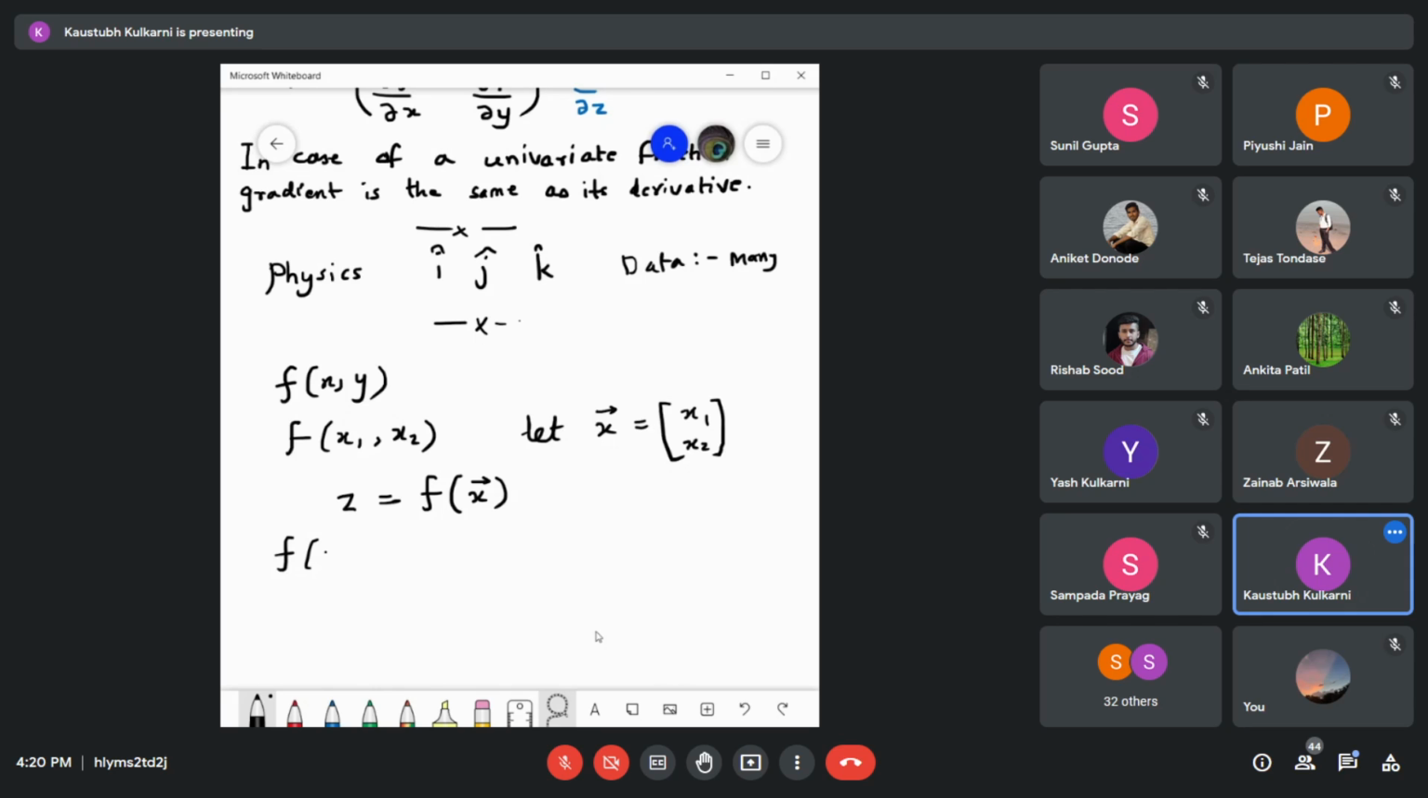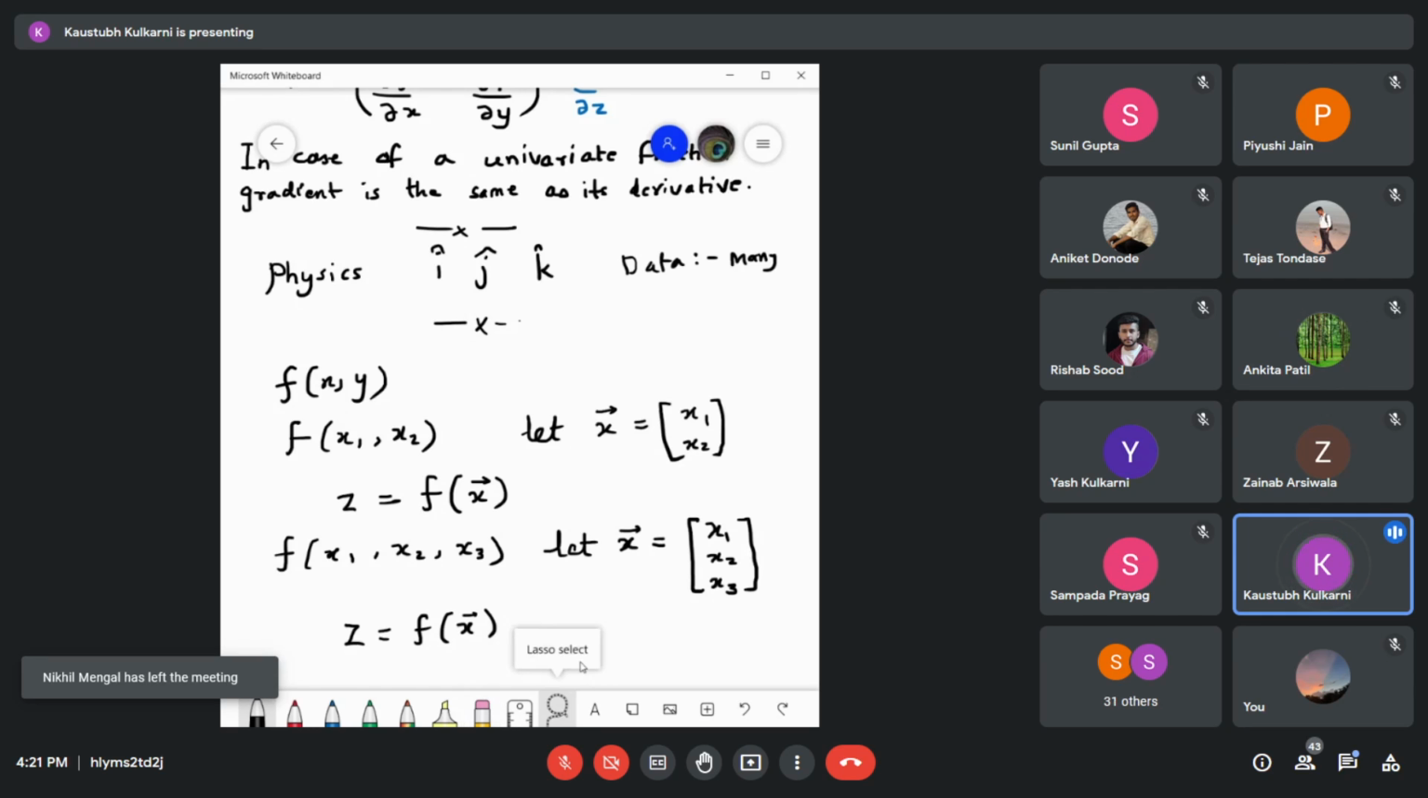Similarly, in case of three variables, you can have x1 x2 x3. Instead of x y z, because this notation is convenient, I am just using x1 x2 x3. So let the x vector in this case be x1 x2 x3. So now z will be just like operating on a vector.